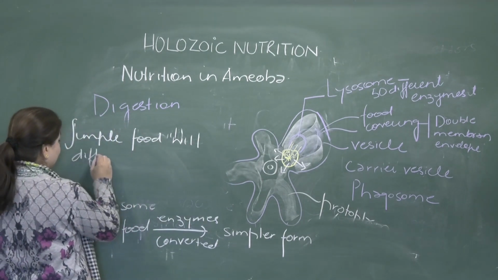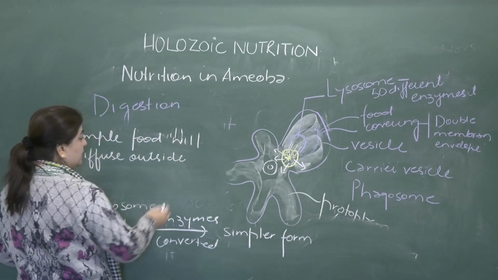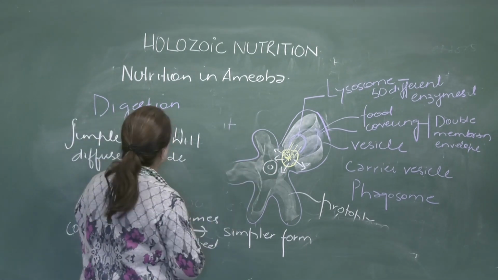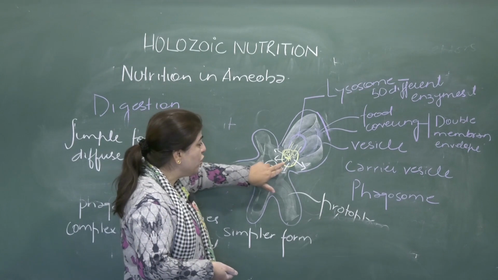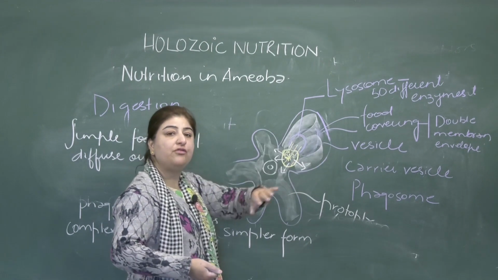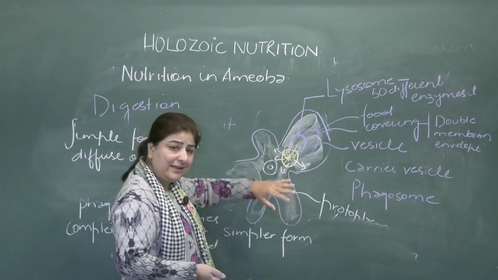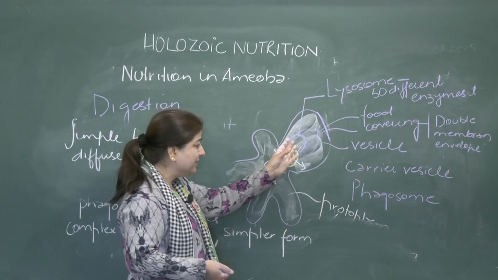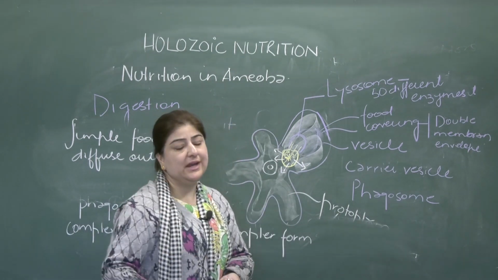Simple food will diffuse outside. So, this was the whole process: the process of lysosome fusing with the phagosome and resulting in the formation of the gastrule, then the lysosome releasing the enzymes, and afterwards the conversion of the complex food into the simpler food with the help of the enzymes released by the lysosome. All of this comes under the digestion process.